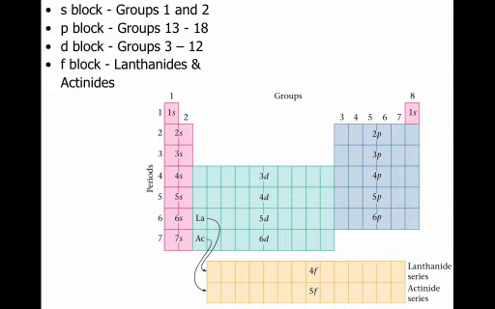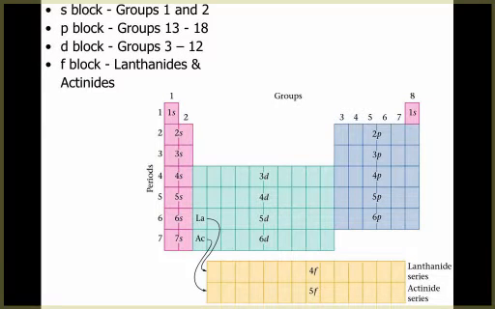Last thing we need to talk about to be able to do the last type of configuration are the blocks of the periodic table. So we can divide the periodic table up into sections that we call blocks. The first two, so groups 1 and 2, we call the S block. Groups 13 through 18, so here through here, we call the P block. Transition metals in the middle here we call the D block, and then the lanthanides and the actinides, those two rows at the bottom, we call the F block.